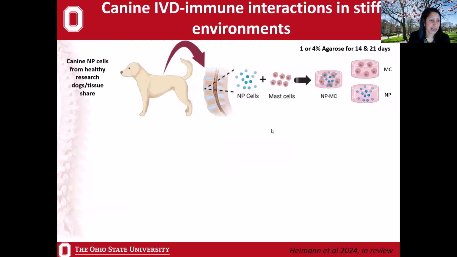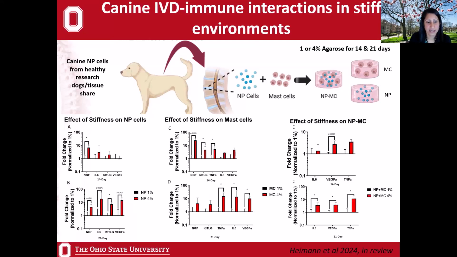In terms of the interactions of immune cells, we know that immune cells play an important role in humans, and we wanted to see whether we are seeing similar things in the dog. We used a co-culture model. We took waste tissue from a tissue share where we could isolate healthy NP cells from the dog. We then co-cultured them with canine mast cells, and looked at the effect of the disc environment, including different stiffnesses, to see how the cells behaved. This is to be expected: as you increase stiffness, you see an increase in inflammatory markers in NP cells.